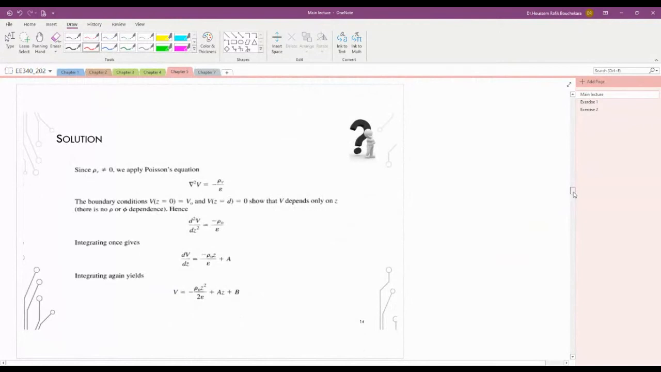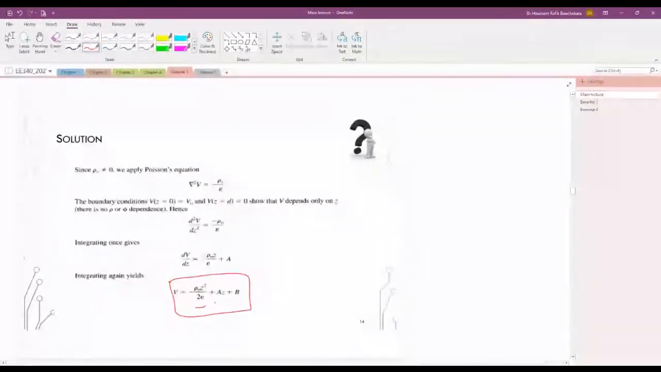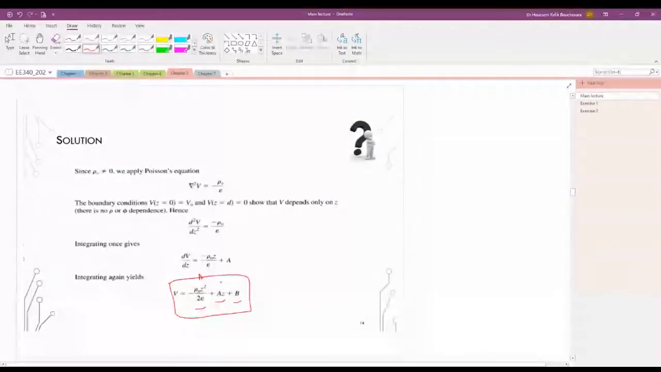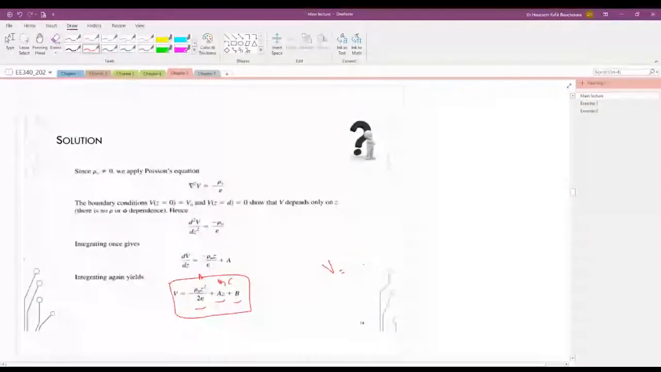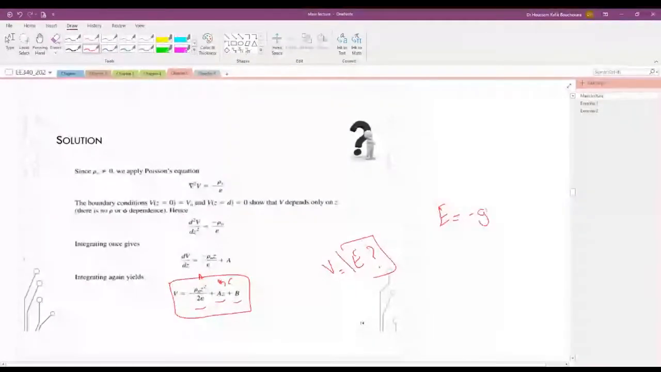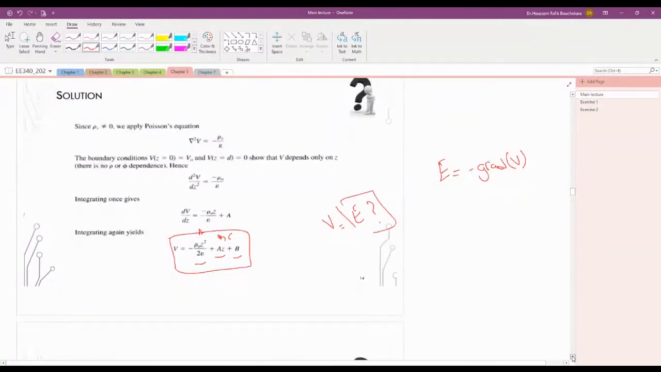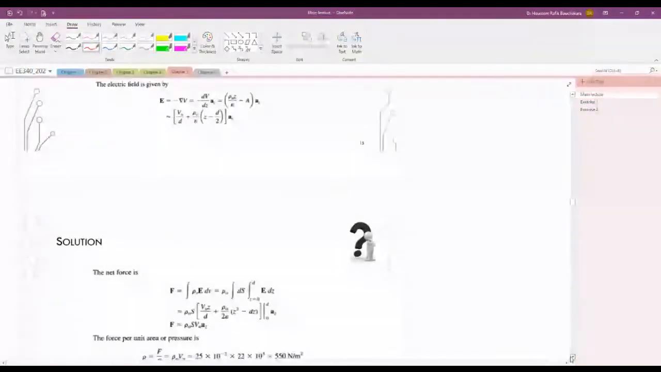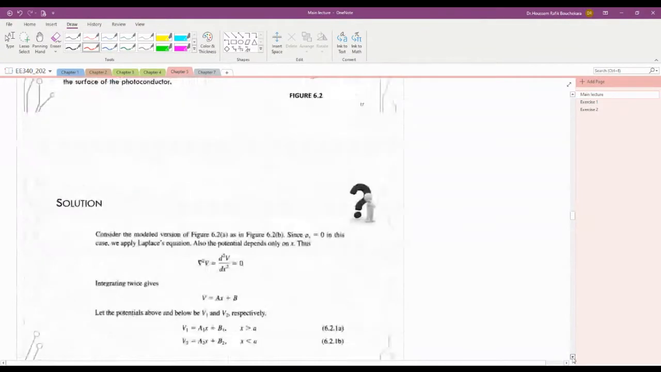After we found V, how do we find E? What is the relationship between E and V? If I have V, how can I determine E? E is equal to minus grad V. Thank you, Abdul Hadi. Let's solve another example and then we finish this chapter and start a new chapter, God willing.